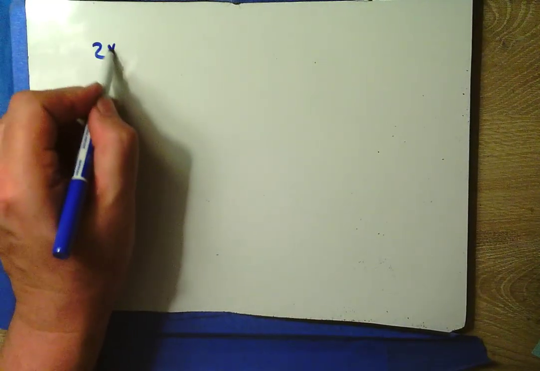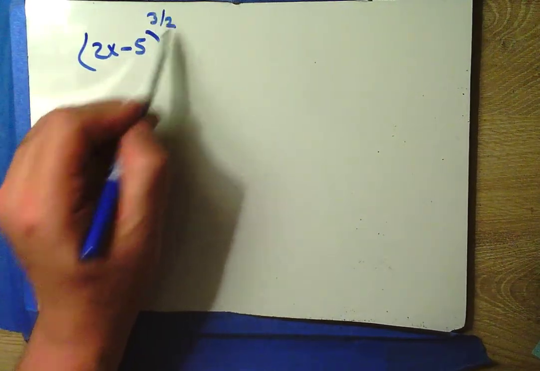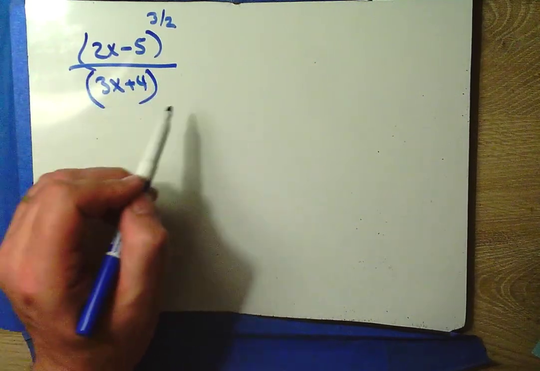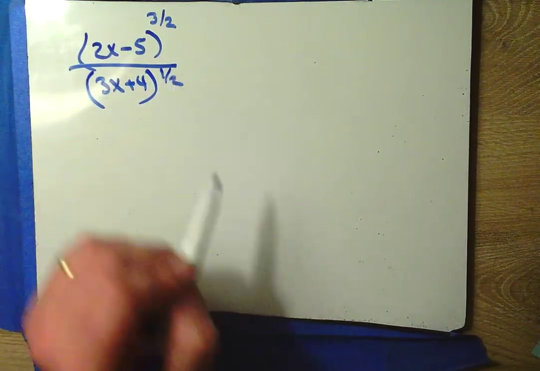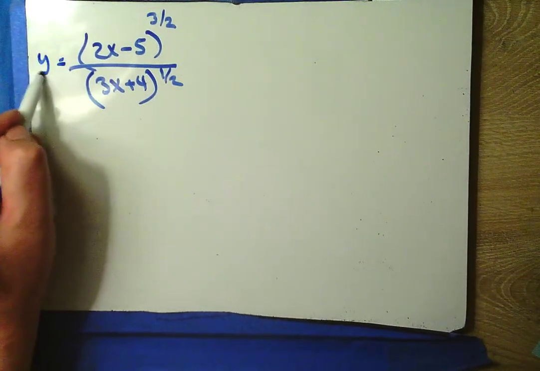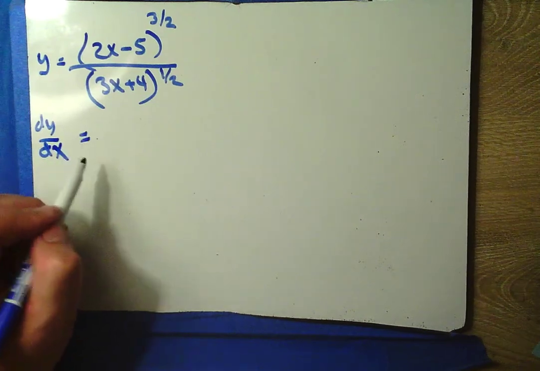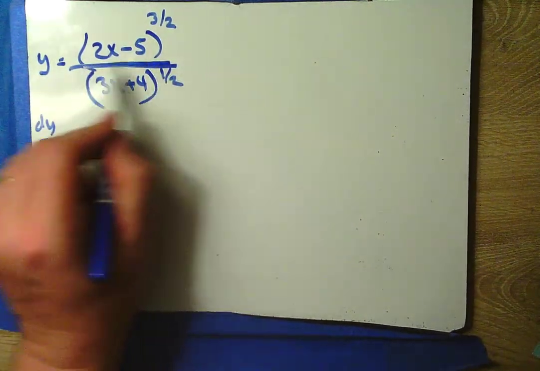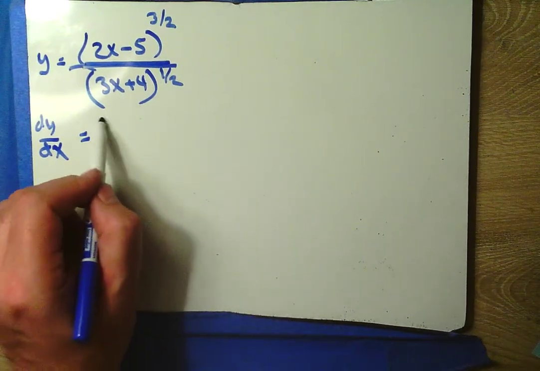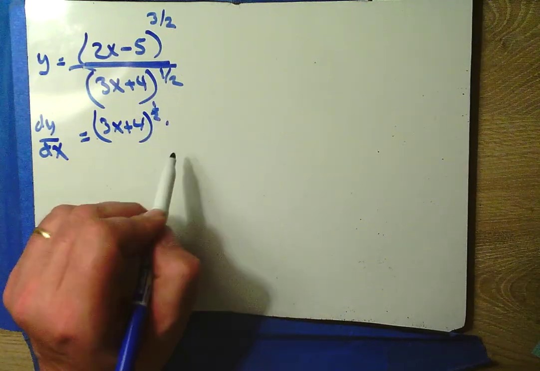What about (2x minus 5) to the 3/2 over (3x plus 4) to the 1/2? So here's y, and I want dy dx. So that's quotient rule, right? I see something divided by something. So I'm going to use low, (3x plus 4) to the 1/2, d high.